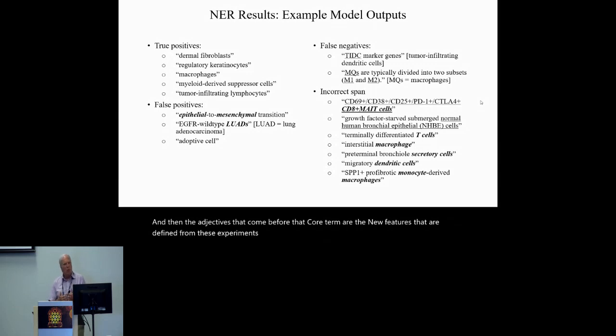And so I think one of our goals in moving this project forward is to extend the recognition of these cell type phrases to include these upstream adjectives that are being added into the nomenclature coming out of these kinds of experiments.